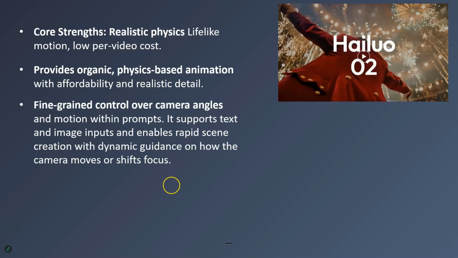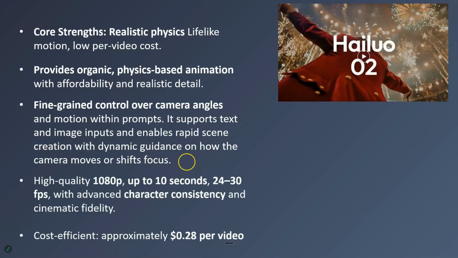And yeah, you've got a lot of control on how the camera shifts focus and zooms and moves around. It will produce high quality video. Most of them are 720p or less, but this is 1080p. And most of them are 5 or 8 seconds. This one's 10 seconds, although there are ways, which I'll tell you about in a minute, where you can go a lot longer. 24 to 30 frames a second, which is professional, with advanced character consistency. And it's approximately 28 cents per video. So this one is a very good one that's worth checking.